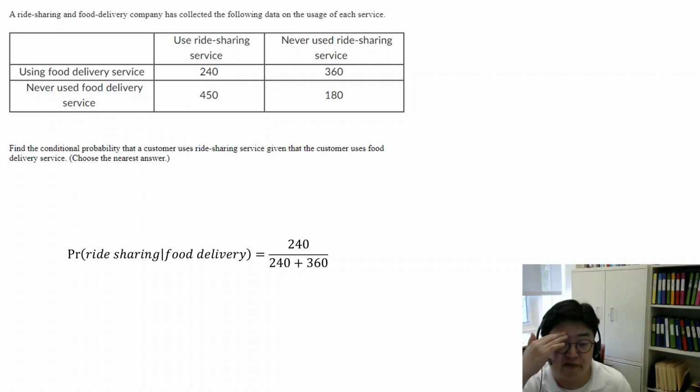And by the way, I should have told you this. Your numbers may be different in your question, so it's randomized. So the events I'm asking you about may be different, so be a little more careful. But if you happen to have the same question and same numbers, this is how you calculate the probability. Okay.